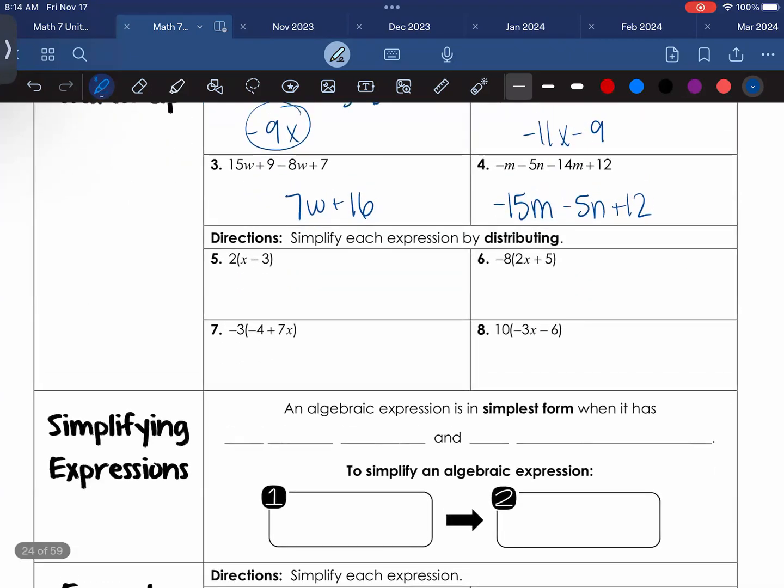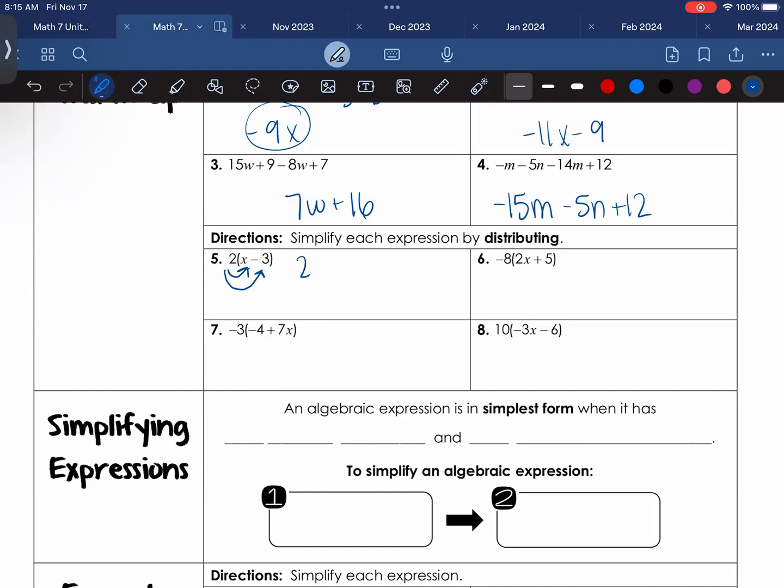All right, number 5. Now this is where we learned how to distribute. Remember, inside those parentheses, we cannot combine anything because they're not like terms. However, you can multiply and divide variables and constants. It doesn't matter if they're different or not. So to distribute, we're going to take everything on the outside of the parentheses and multiply it to the inside of the parentheses. So this 2 will multiply to the x, and this 2 will multiply to the negative 3, or to minus 3, same thing.